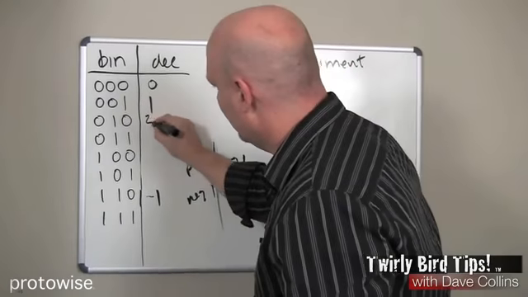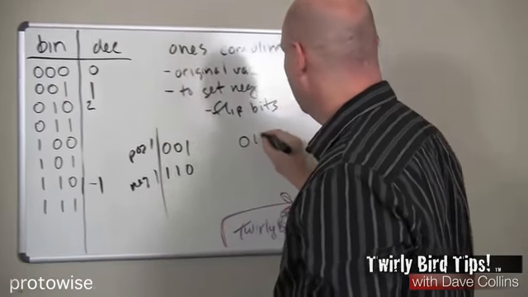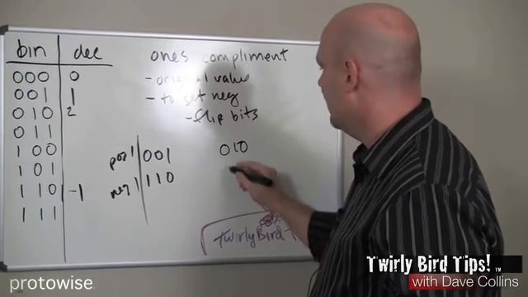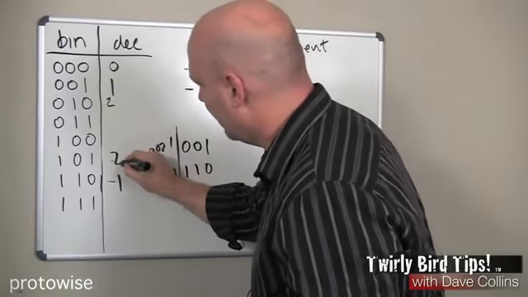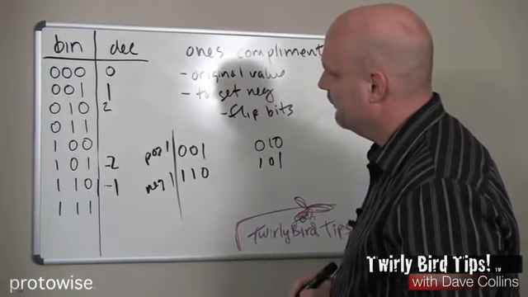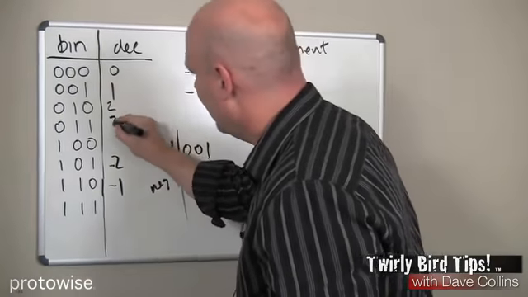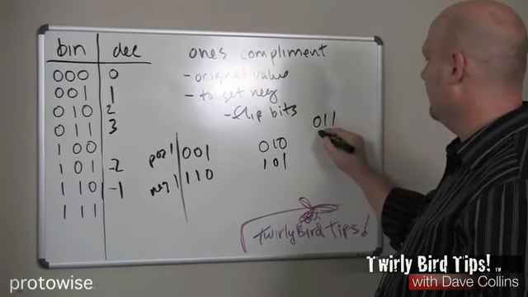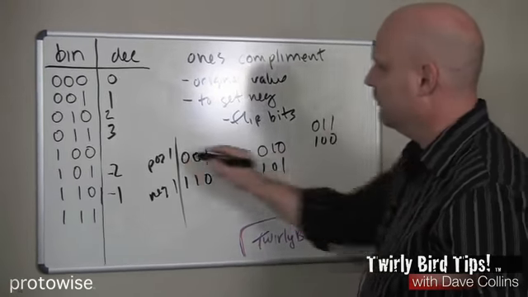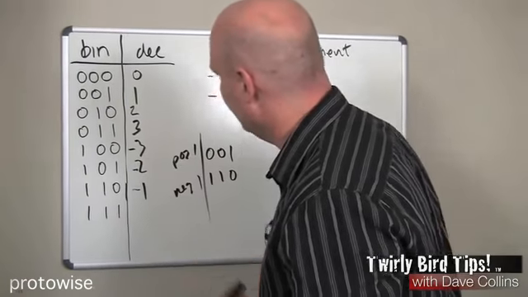So if this is a 2, 0, 1, 0, we can flip the bits to get the negative 2. 1, 0, 1 would be our negative 2. 3 right here is 0, 1, 1, and to flip those bits would be 1, 0, 0, so this would be our negative 3.